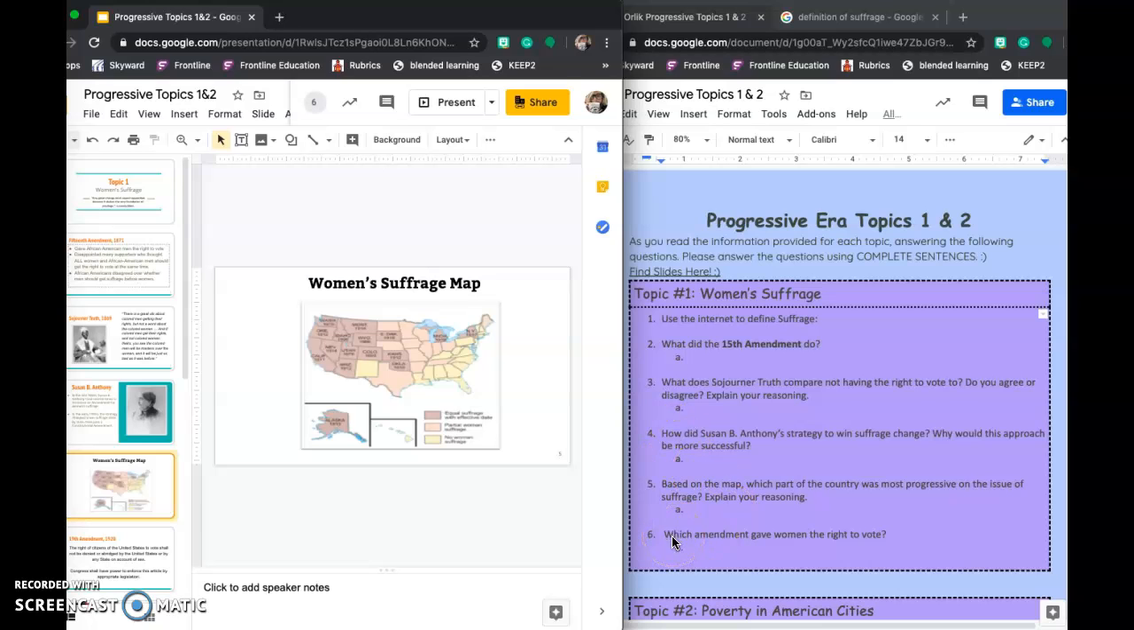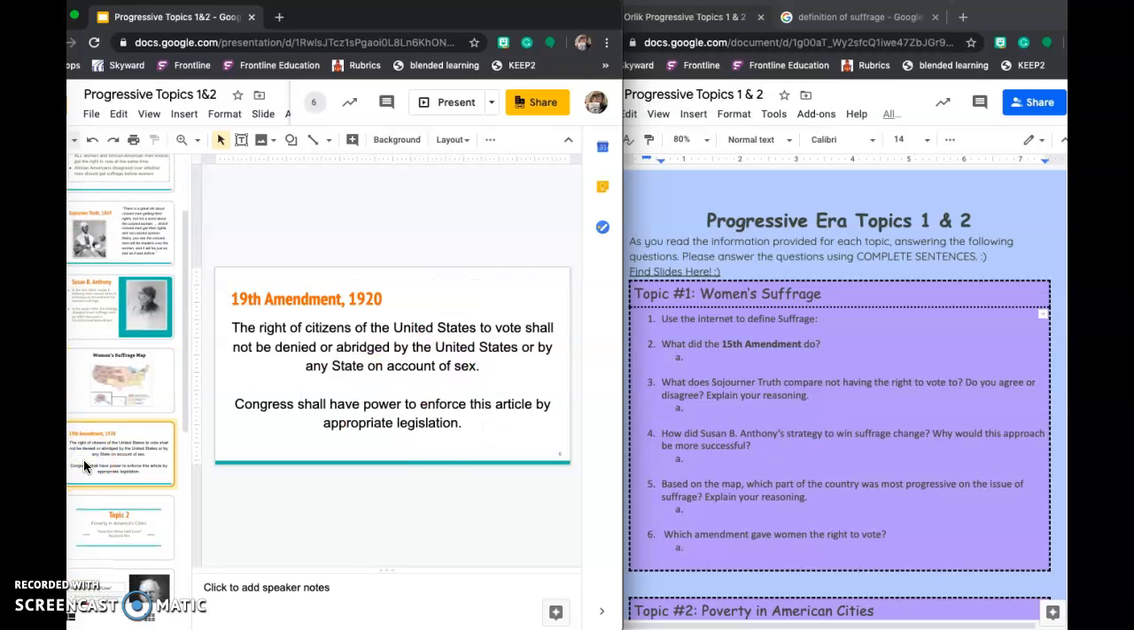Number 6, which amendment gave women the right to vote? Let's scroll down to this last slide. 19th Amendment in 1920. That's 100 years ago. That's not very long. The right of citizens of the United States to vote shall not be denied or abridged by the United States or by any state on account of sex. Congress shall have power to enforce this article by appropriate legislation. So, what amendment, whoops, don't want to change that. What amendment gave women the right to vote?